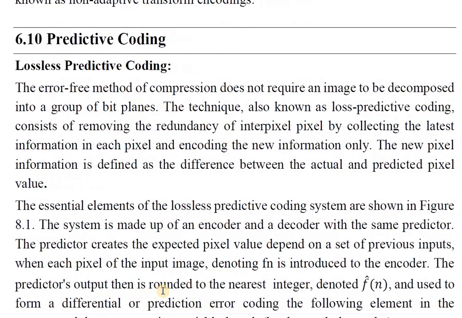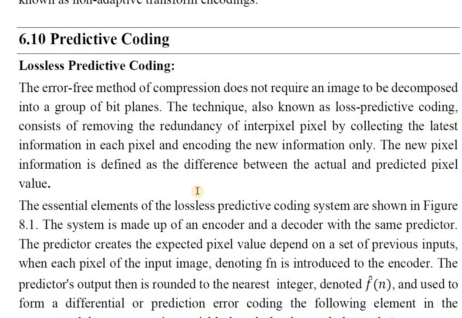Okay, now the next thing that we have is predictive coding. Now predictive coding comes in two types. The first one is lossless predictive, second one is lossy predictive.